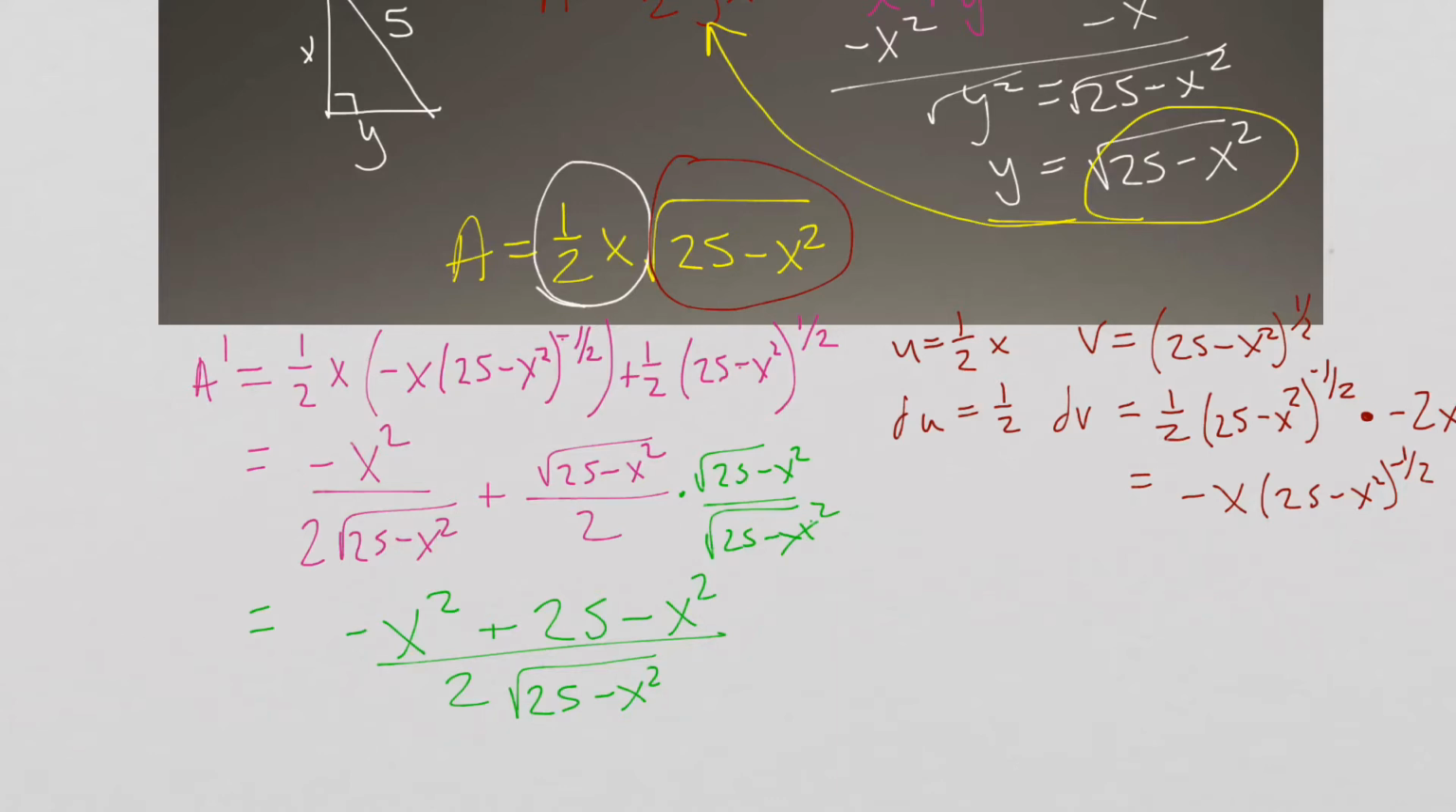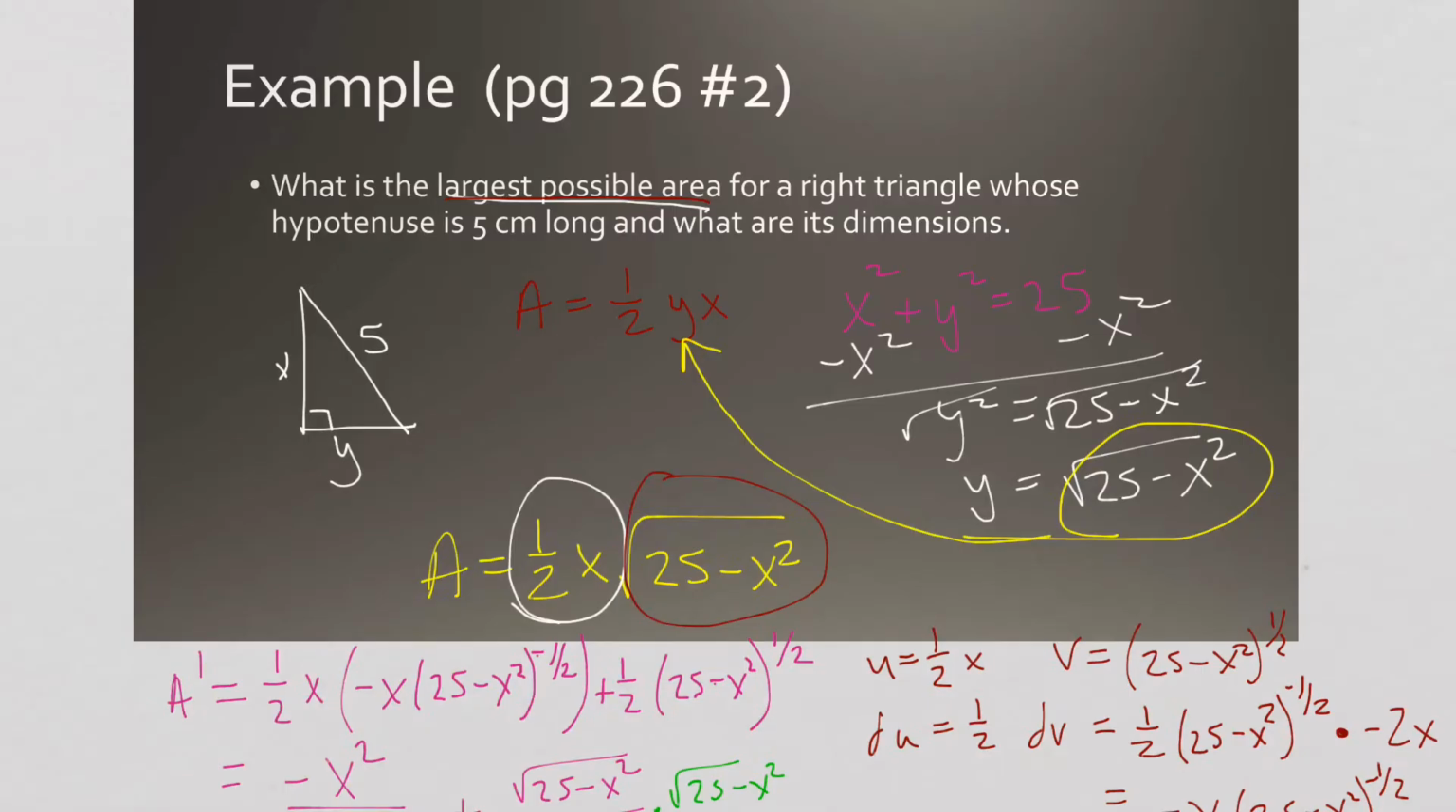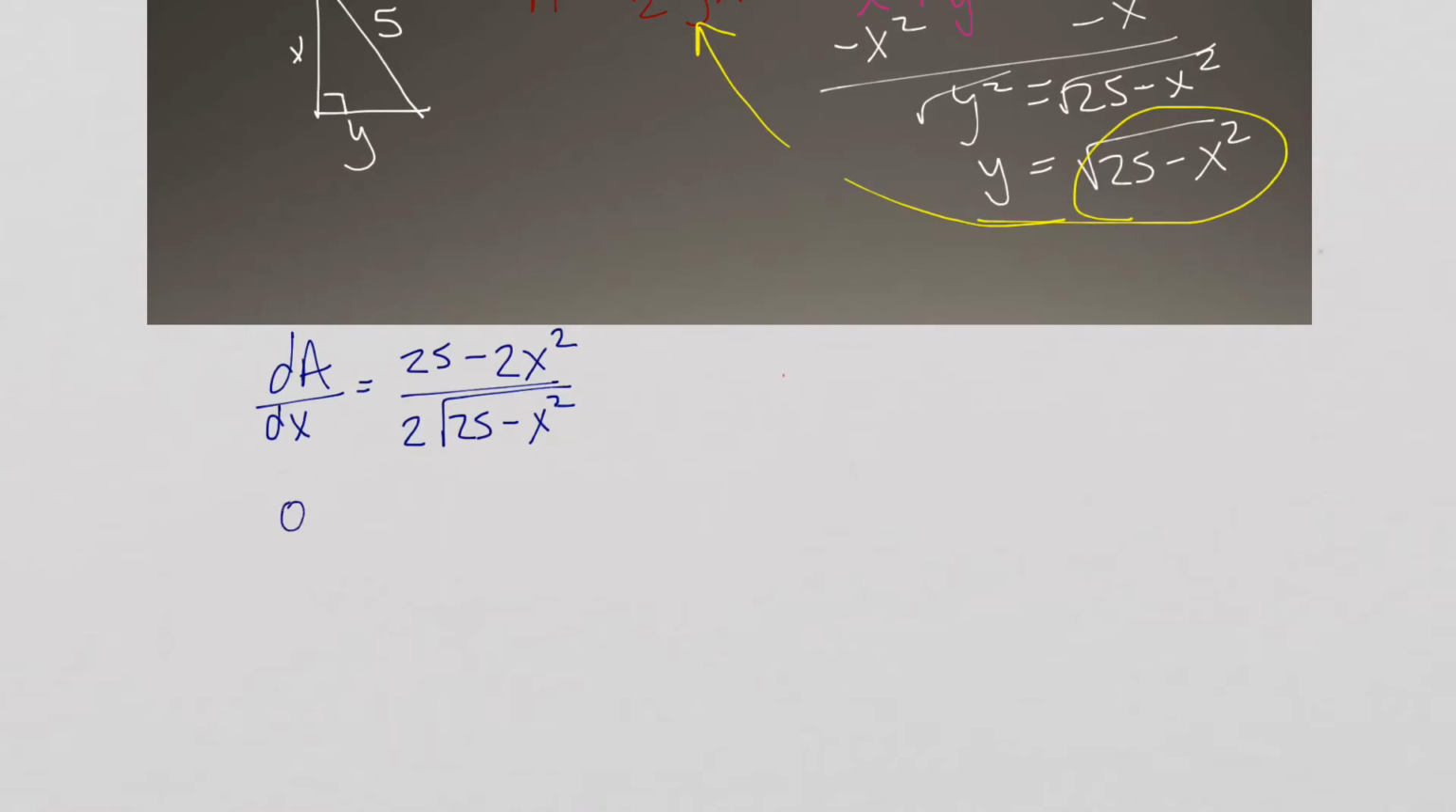Now we've got to set that equal to 0 because the question asks for the largest possible area. So I'm looking for a maximum, and maximums occur when the derivative is 0. So here's my derivative. I set it equal to 0. And in doing so, I'm going to end up multiplying 0 by the denominator to get rid of that in the denominator. So I just get left with 25 minus 2x squared. Add my 2x squared to both sides. Divide by 2. And x equals the square root of 25 over 2.